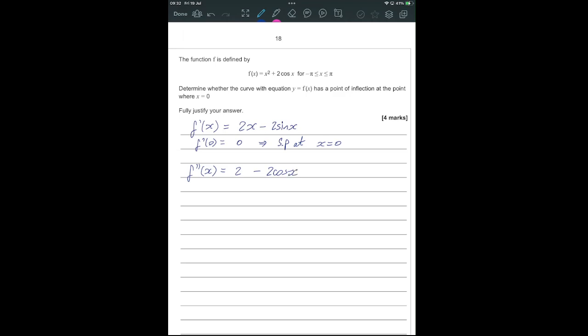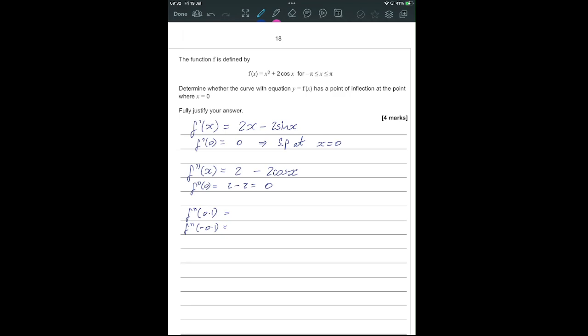And this is where we have to try and justify. It's really sneaky because we can see that f double dashed of 0 is 2 minus 2, which is indeed 0, but that's not enough. A point of inflection has to have a change of sign of the second derivative. So let's pick something a bit bigger and something a bit smaller. And if this was a point of inflection, these would change their sign.